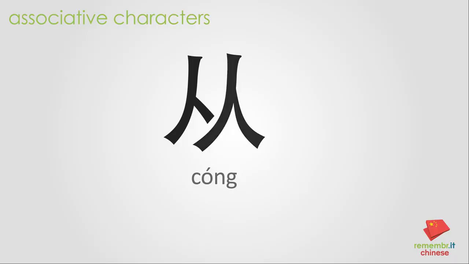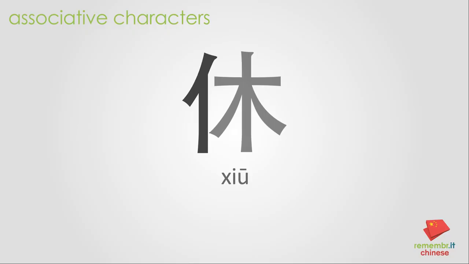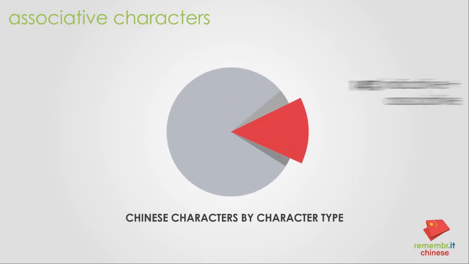For example, the character 从 is created by combining one person character behind another person character to convey the meaning to follow. 3 trees here are combined in the character for 森 to mean a forest. Here, the person character is placed next to a tree to convey the idea of resting. And for the character 温 the dish character on the bottom, with the water character on the side, and the sun character on top, conveys the idea of warmth. Water in a dish left in the sun will get warm. As inventive as this method can be, it still only covers about 14% of modern Chinese characters.